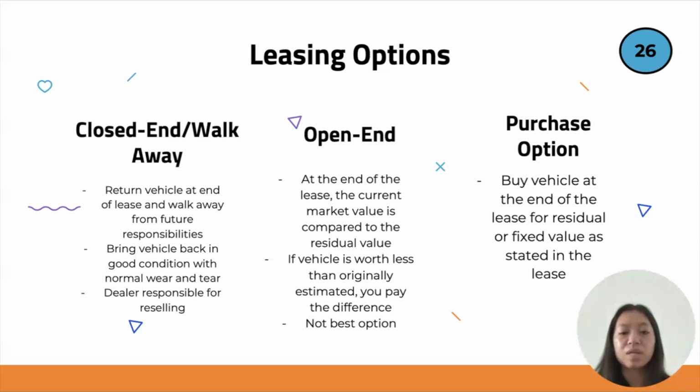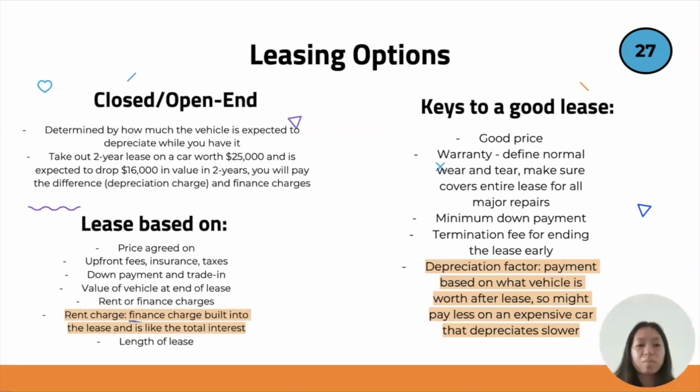An open end is where at the end of the lease, the current market value is compared to the residual value. If the vehicle is worth less than originally estimated, you pay the difference, which is not the best option. A purchase option is where you buy a vehicle at the end of the lease for residual or fixed value as it's stated in the lease. A closed open-end lease is determined by how much the vehicle is expected to depreciate while you have it. If you take out a 2-year lease on a car worth $25,000 and it's expected to drop $16,000 in value in 2 years, you will pay the difference, which is the depreciation charge and finance charges.